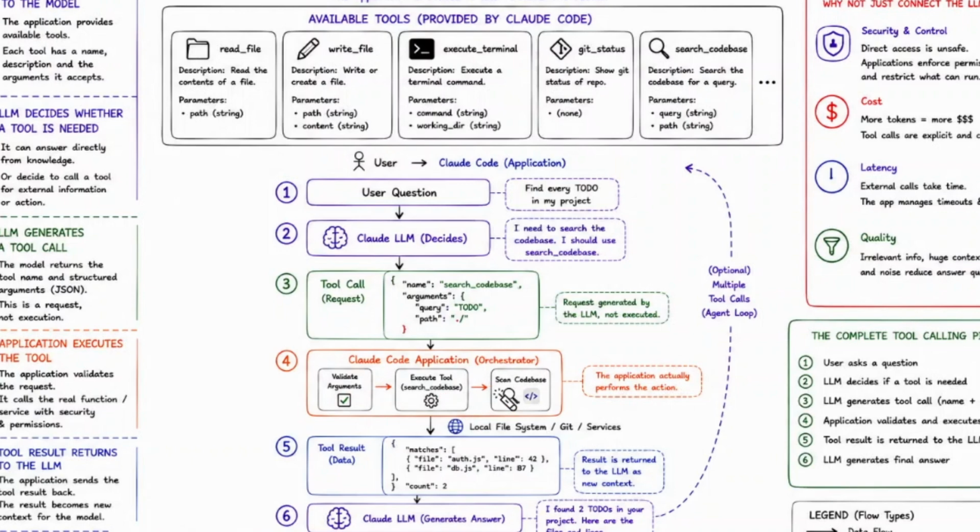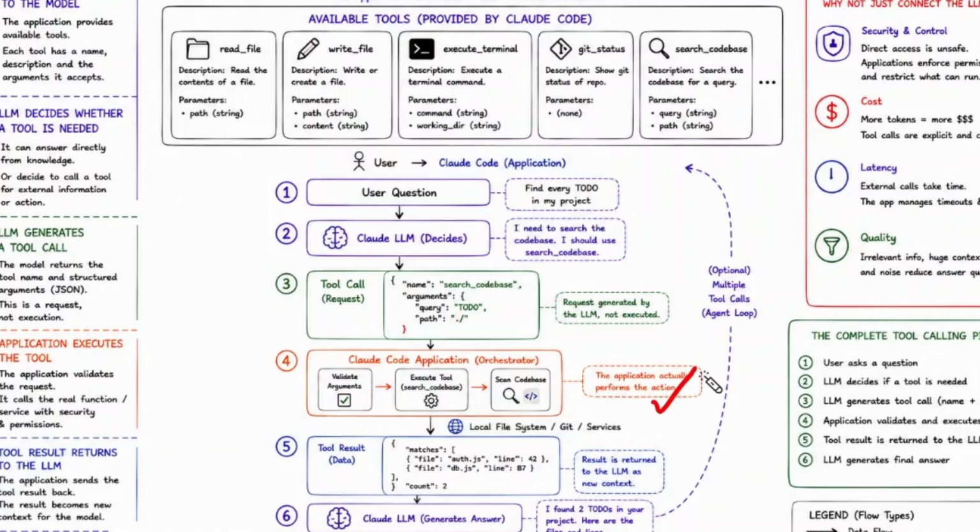Now the orchestration layer takes over. It receives the structured tool request and executes the real implementation. If Claude requested execute_terminal, the application launches the terminal process. If it requested read_file, the application reads the file from disk. If it requested get_status, the application runs Git and captures the output. Notice that all of this happens outside the language model. Security, permissions, validation, and execution remain under the application's control.